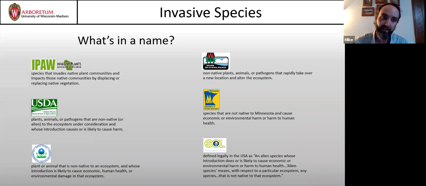They're similar. These definitions are similar in a lot of ways, but if you read through them all, there's subtle differences, and I think that's important. That the definition can be different. It can be really, really site specific, depending on what you're trying to accomplish.